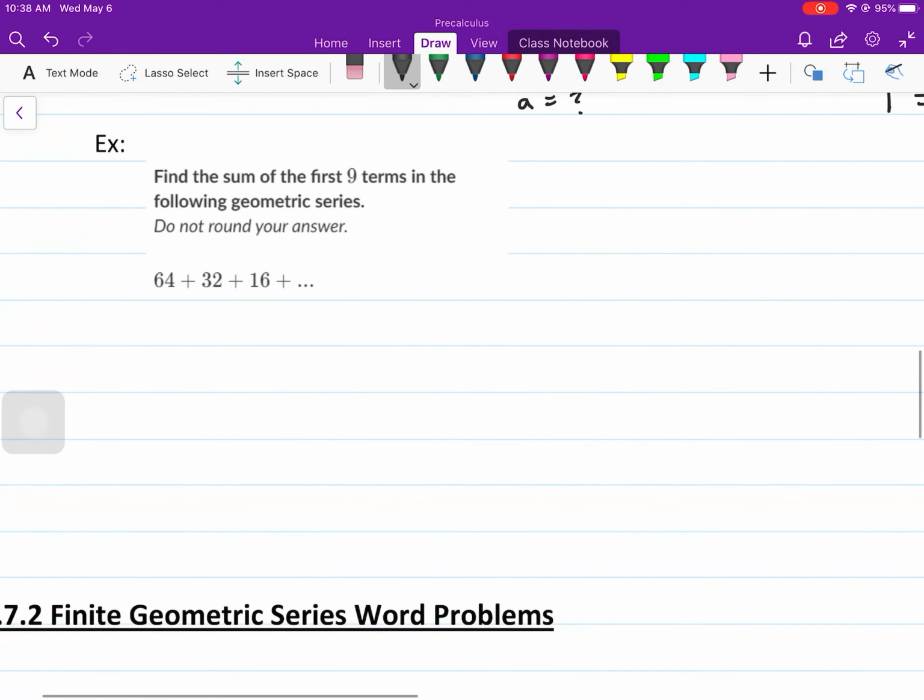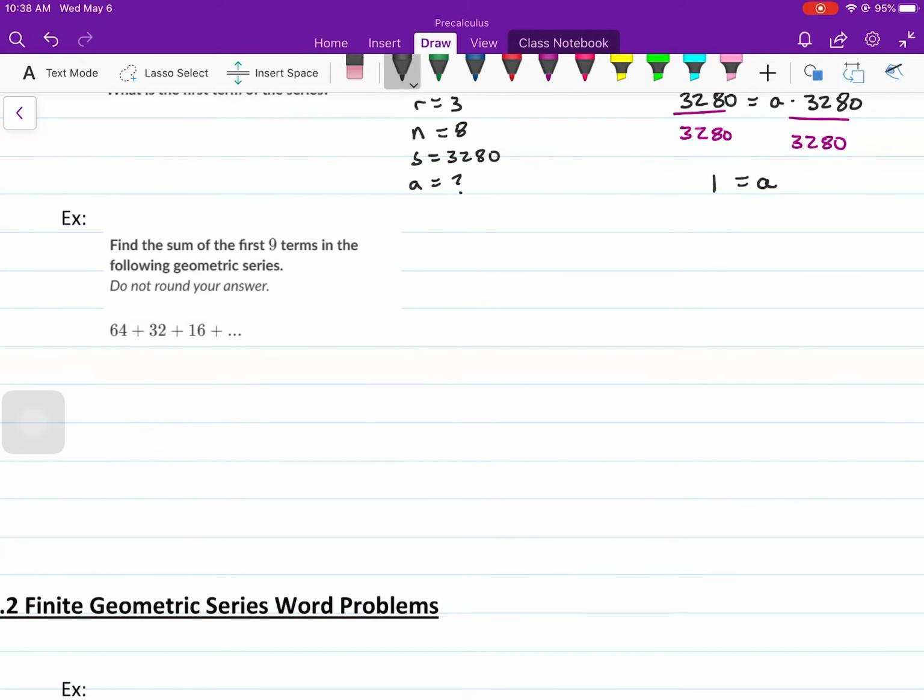All right, so for our last example, find the sum of the first 9 terms in the following geometric series. So for this one, just listing out our formula again. So s equals a times 1 minus r to the n over 1 minus r. You should be getting tired of that formula by now. So the first term is 64. You can see that's the first term listed, right? So 64 is that first term listed.